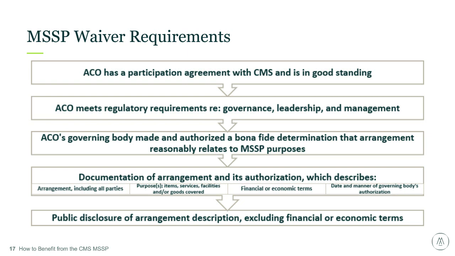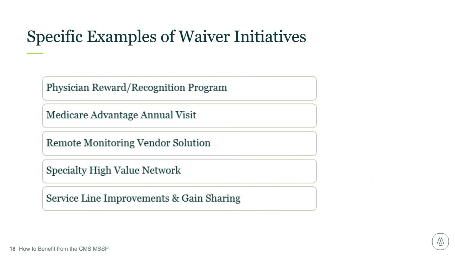Make sure that with the waiver you are providing public disclosure on your required CMS ACO website, the arrangement, the description. You don't have to include the financial or the economic terms of the arrangement. So now we're going to get into some specific examples of the initiatives. We have helped groups put together what's called a physician reward and recognition program.